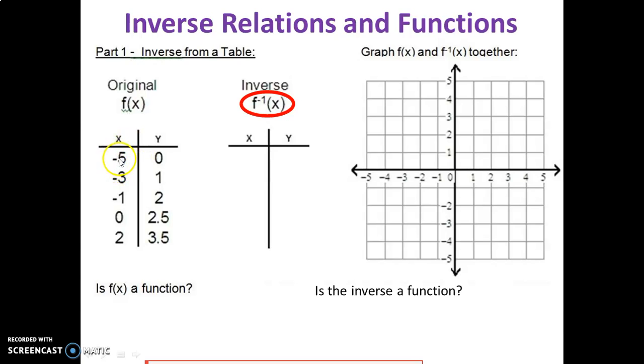So if this input was -5 and the output was 0, in the inverse, the input will be 0 and the output will be -5. The next one will be 1, -3, and then 2, -1, and so on. So the inputs, or the x and y values, are swapped. That's called an inverse. We're going to plot this one in blue. So there's the blue for this data here, -5, 0, -3, 1, and so on.